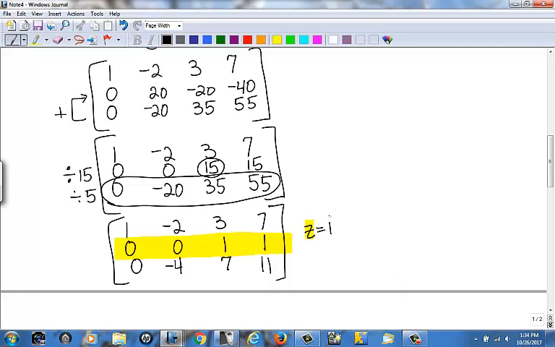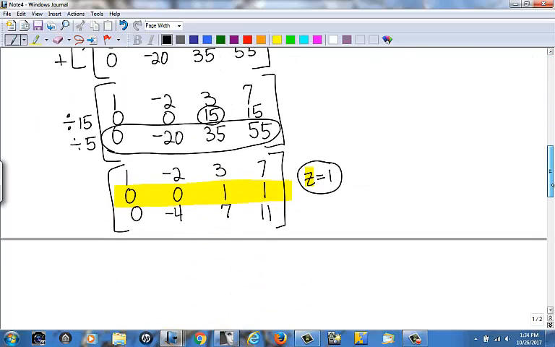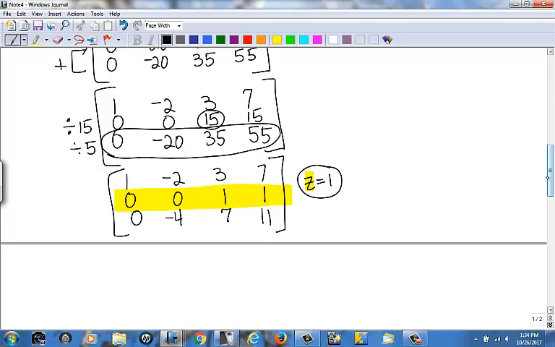Z equals 1. You have to go back to the order that it was written. 0x, that drops out. 0y, that drops out. Z equals 1. Wait, so the second row is Z? If you go back to the way it was written, this is the x, the y, the z. So you have 0x plus 0y plus 1z equals 1. So z equals 1.